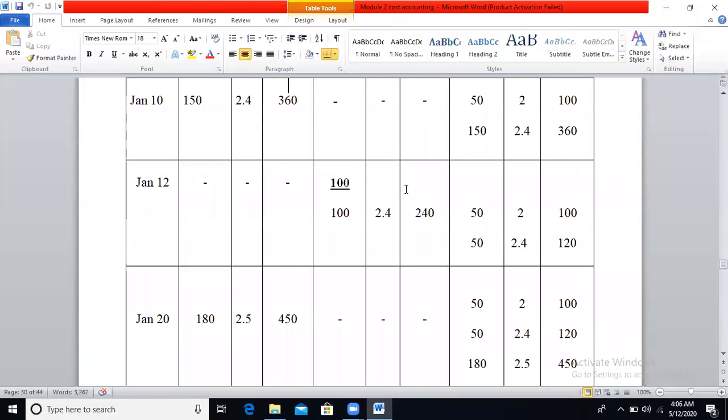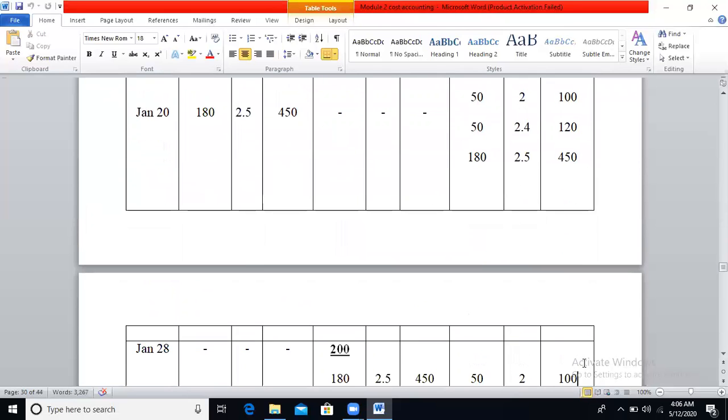Then see the balance. Still we are having 50 units of previous purchases at the rate of 2 rupees. The value will be 100. 50 units at the rate of 2.4, the value you will get 120. And the recent purchase, that is the latest purchase, 180 pieces at the rate of 2.5, you will get 450.